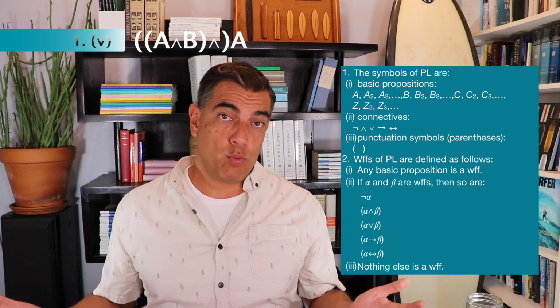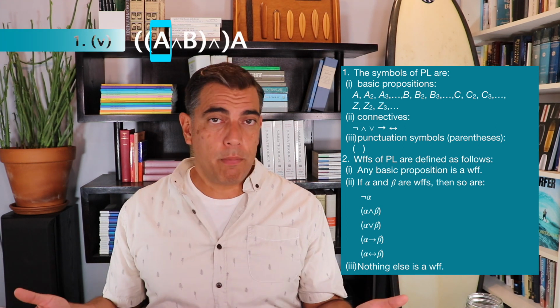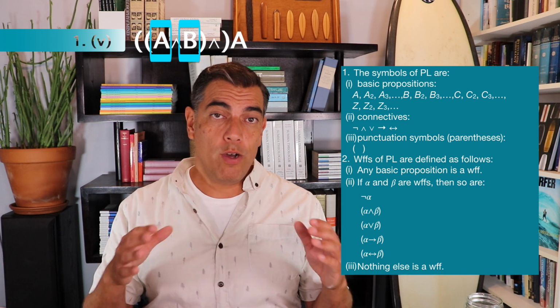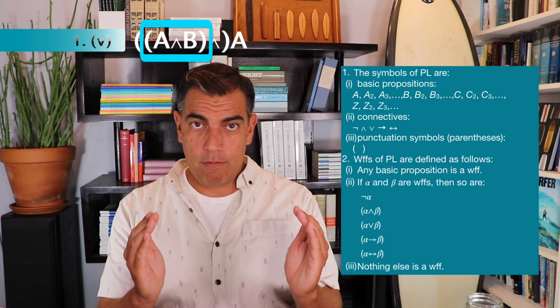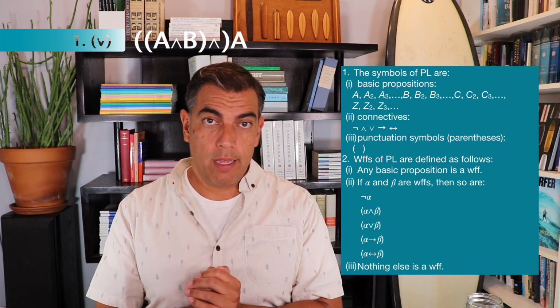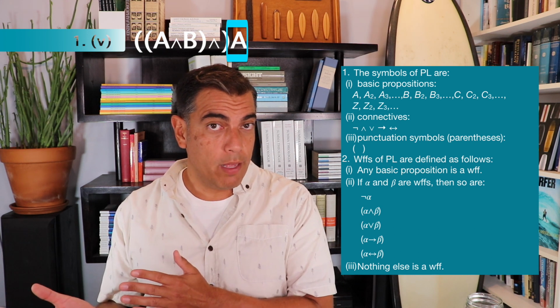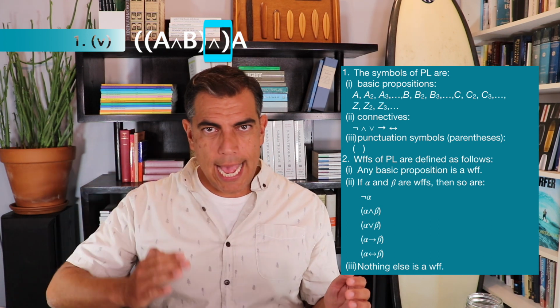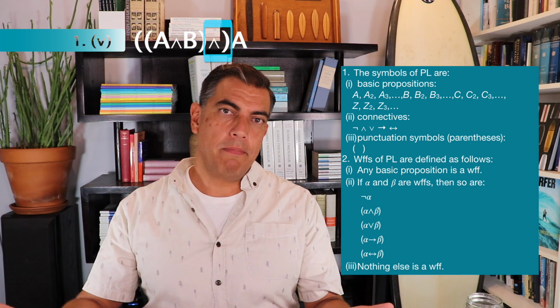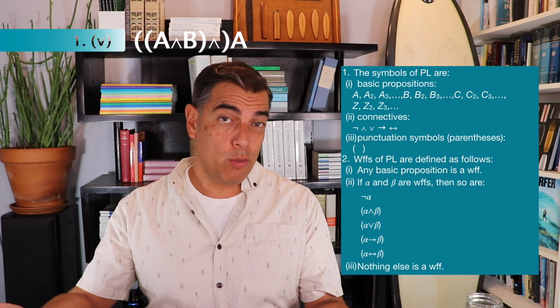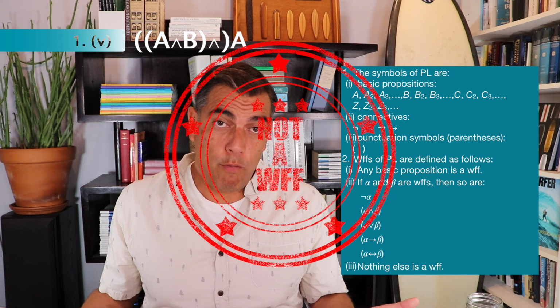Number 5 just looks wrong, right? I know A and B are both well-formed formulas. I know that parentheses A and B, right? I know that that is a well-formed formula. I know that A by itself is a well-formed formula. But the fact that I have that and parentheses A doesn't match up with any of my rules in number 2. So this is not a well-formed formula overall.